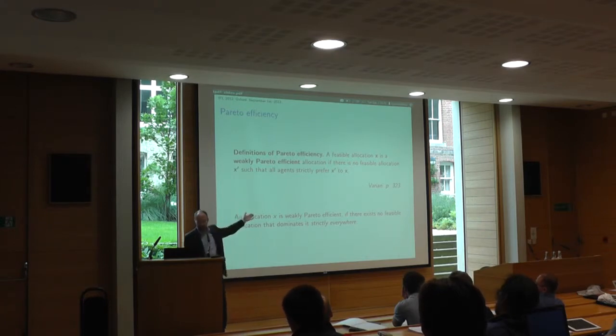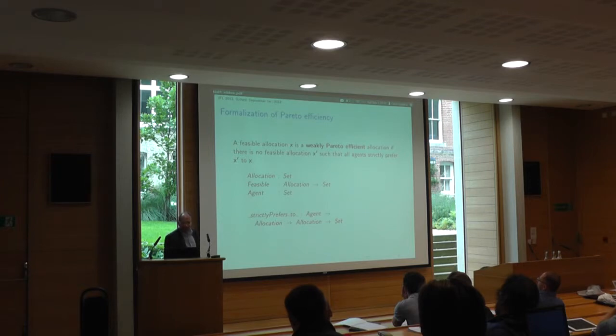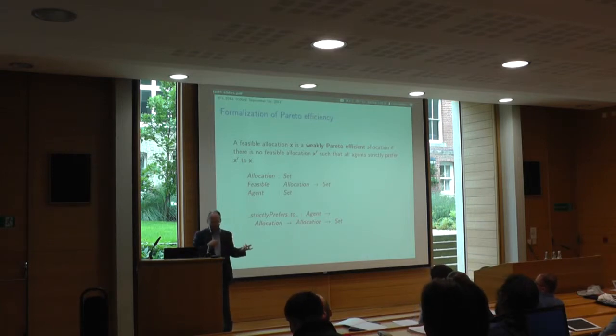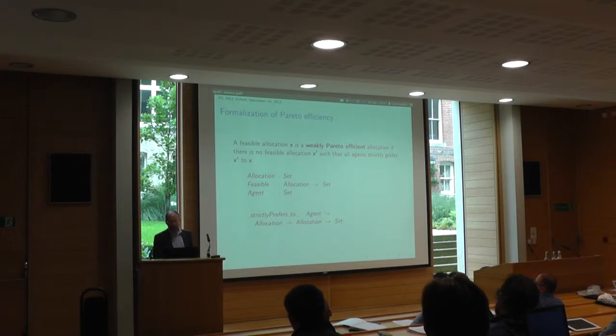And this is called weak Pareto efficiency. And this is taken ad litteram from Varian, which is the textbook for economics, for macroeconomics. So you can see the definition. And then we would like to formalize this, right? And there are these concepts, allocation, right? So an allocation is the set of endowments. Each agent has an endowment. This makes up an allocation. An allocation has to be feasible. That means no goods are created or destroyed in the process of trading. We need some form of agent, and we need this three-place predicate, that agents strictly prefer. So an agent strictly prefers an allocation to another.